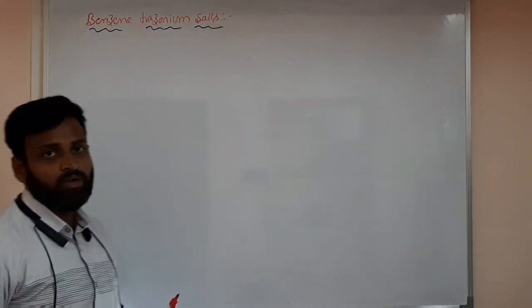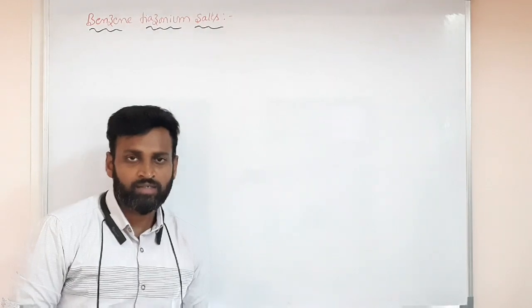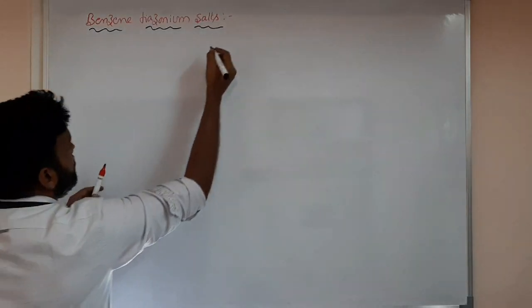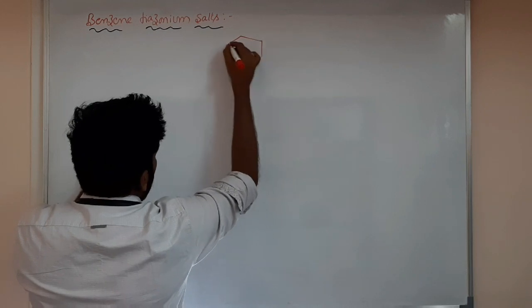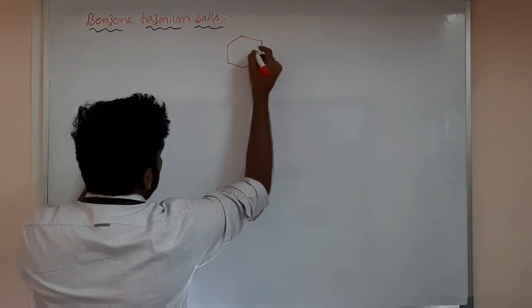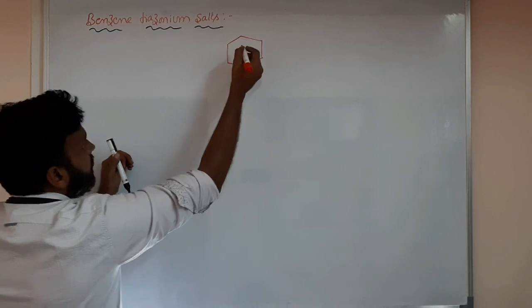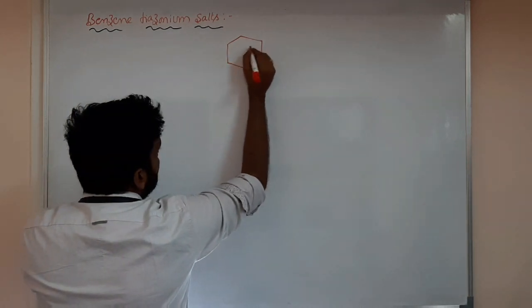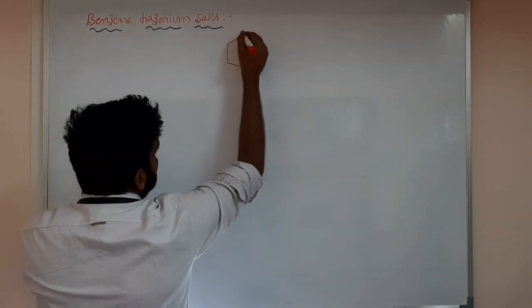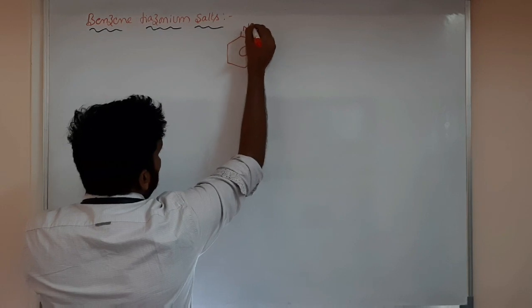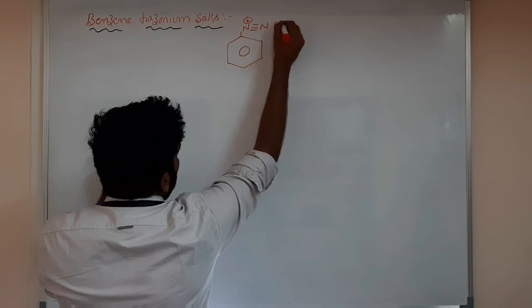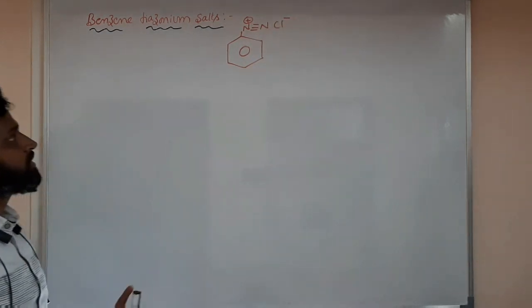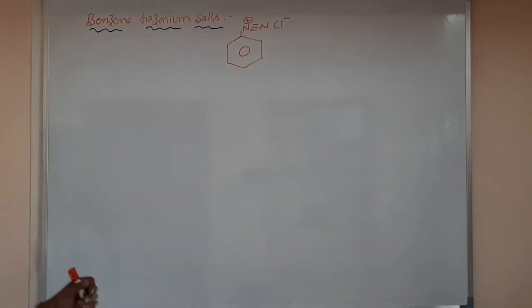Now we will discuss benzene diazonium salts. Actually, benzene diazonium salts means C6H5, and here you will get N triple bond N plus and Cl minus. Actually, this is called benzene diazonium chloride.